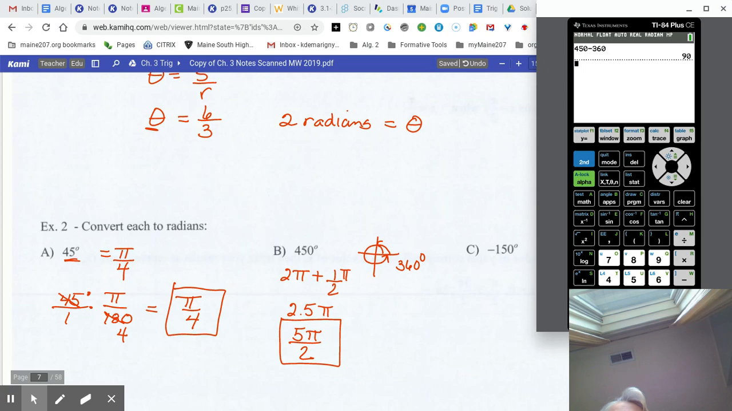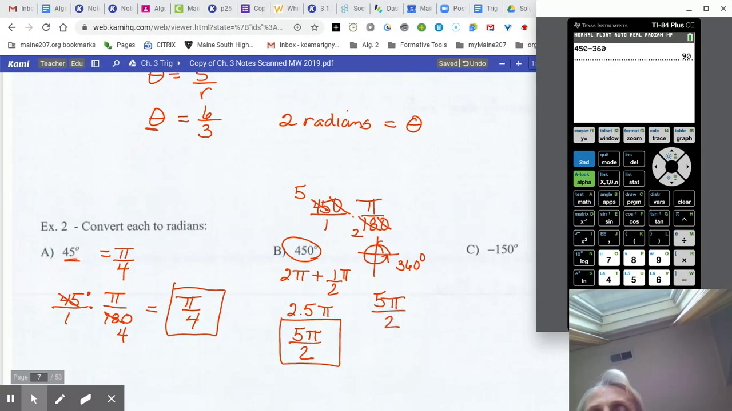For 450 degrees, I suppose I should show you this one just by the plug and chug method as well. So it's 450 over 1 times pi over 180. The zeros will go out, and then I reduce the 45 and the 18. 9 will go into both of those. 9 goes into 45 5 times, and 9 goes into 18 2 times. And so that's where I get the simplification of 5 pi halves, just by what we call, as math teachers, plug and chug. Put it in and crank it out.